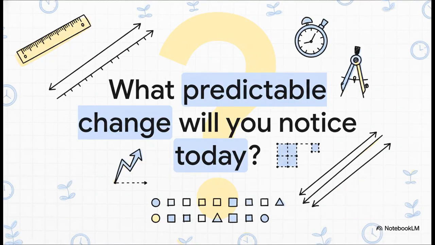You know, this isn't really just about spotting patterns. It's about having the power to predict things. When you understand the blueprint, you can predict costs, you can plan for growth, you can make smarter choices. It's the math of being able to see what's coming next. So now that you have the blueprint, my question to you is, what predictable change are you going to notice out in the world today?